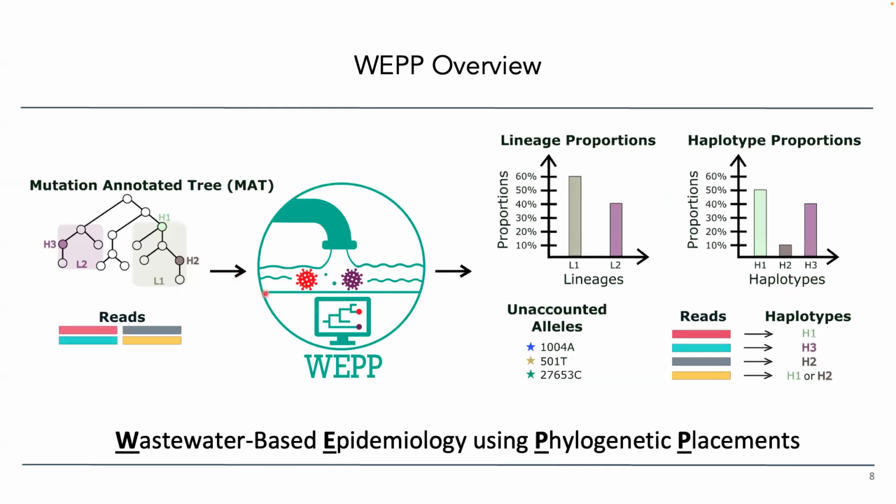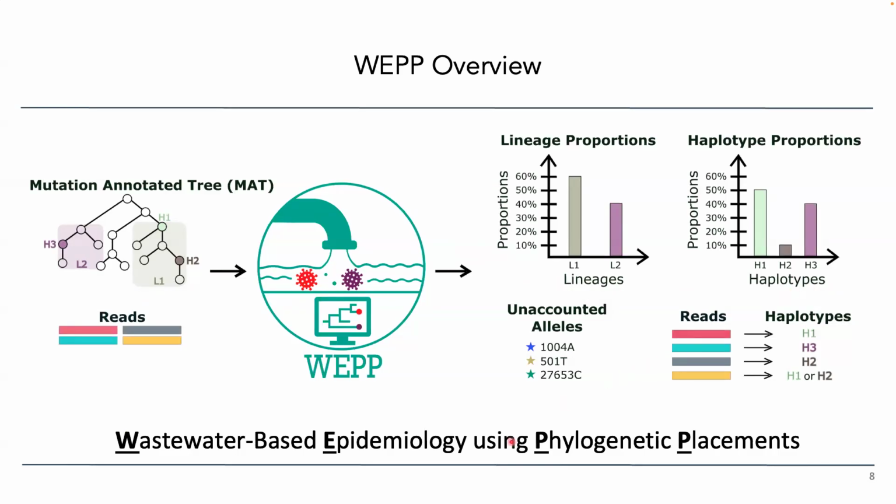So WEPP performs phylogenetic placement of wastewater reads onto this MAT to determine not only the lineage proportions, which the existing tools report, but it also estimates the haplotype proportions in the sample from which we are observing these reads. So in this example, I have shown that there are three haplotype sequences from which we are getting the wastewater reads, which belong to two lineages, L1 and L2. So WEPP determines both the lineage abundances and the haplotypes and their corresponding abundances.